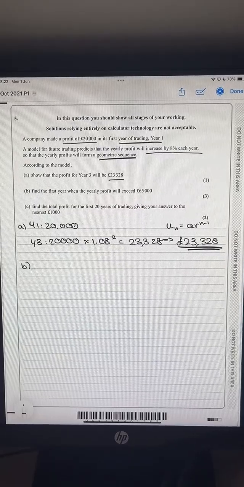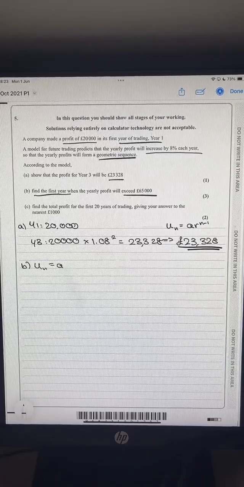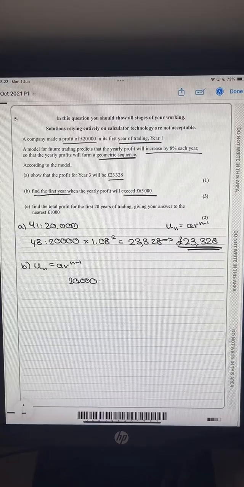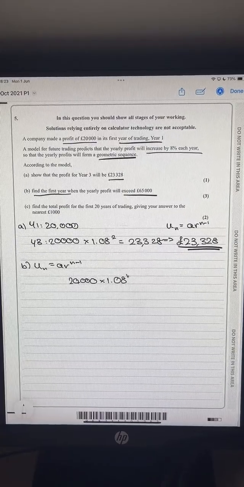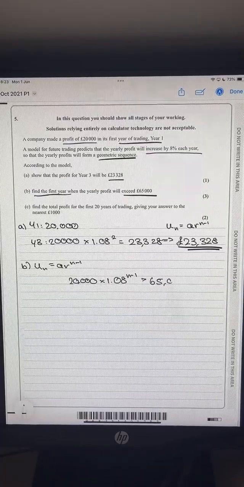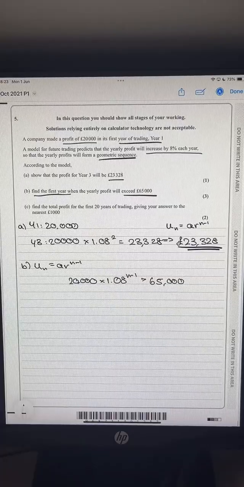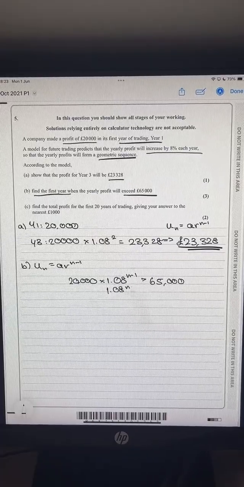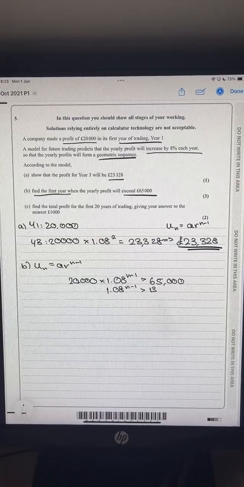Part B, where a little problem solving comes in. Find the first year when the yearly profit will exceed £65,000. So let's just create our geometric rule. So we know that un equals ar to the n minus 1. So a is 20,000 times r, which is 1.08 to the n minus 1. And that value itself has got to be bigger than 65,000. So we need to just solve for n. So first I'm going to divide through by 20,000. So 1.08 to the power of n minus 1 is greater than 13 over 4.